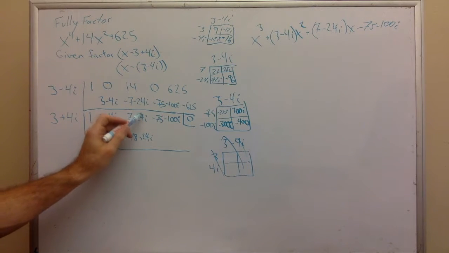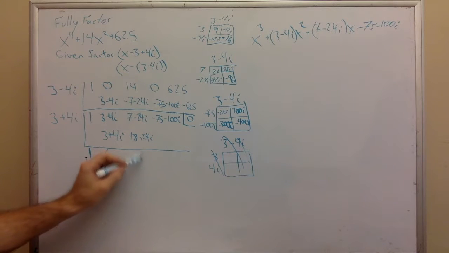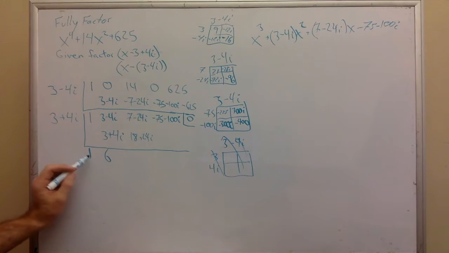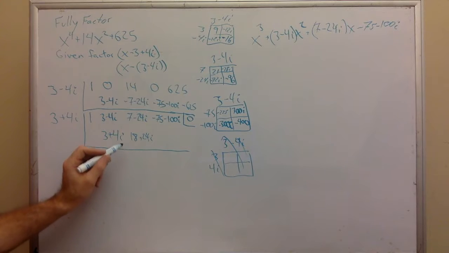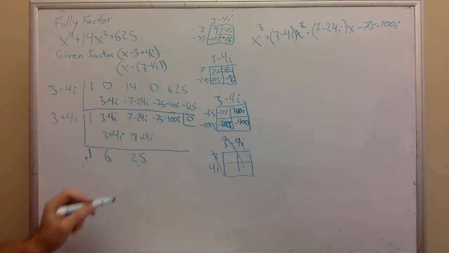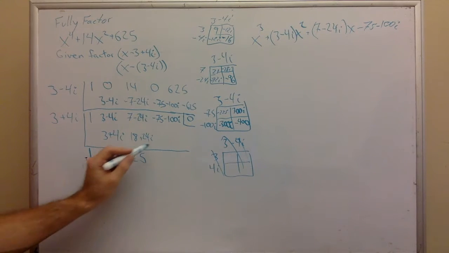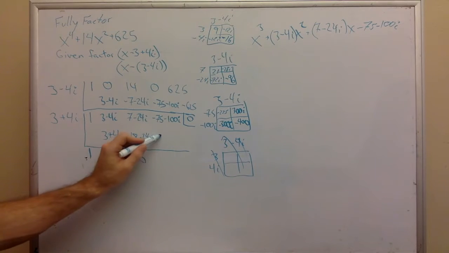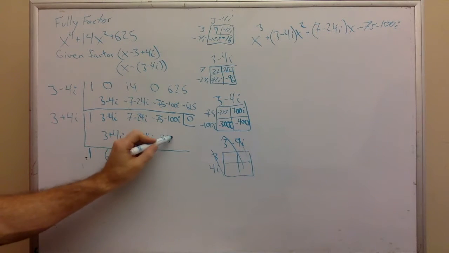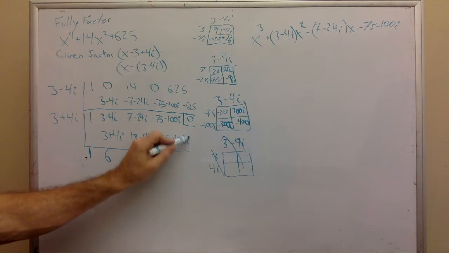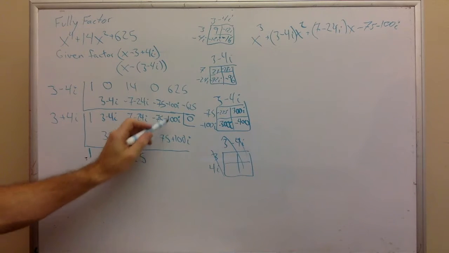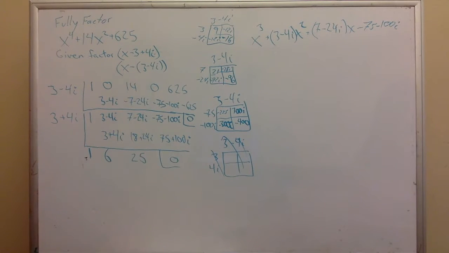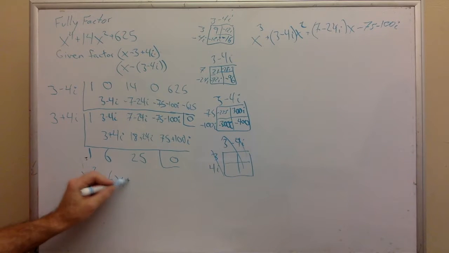Now notice again, I have negative 24i, positive 24i, so that's 0i. So I'm back to getting real coefficients. So that's going to be 25. Then when I multiply by 25, I get 75 plus 100i, which is exactly what I would want, because when I add those together, I get 0 altogether, and I'm back to real coefficients. So now I have x squared plus 6x plus 25.